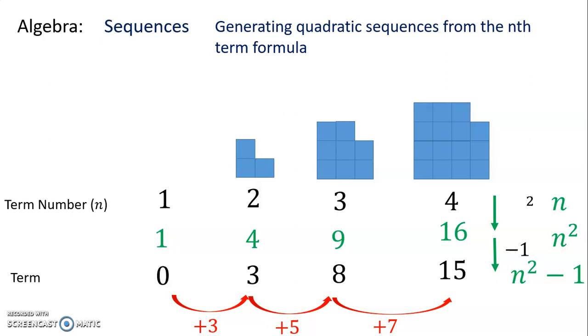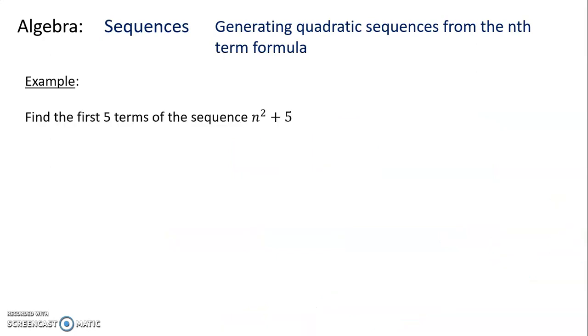So hopefully that gives you a little bit more understanding of quadratic sequences, where they come from, and what goes to make them up. You're not going to have to find the nth term formula for these though. You're just going to have to be able to generate a quadratic sequence from an nth term formula that you're given. So that's what we're going to look at next.